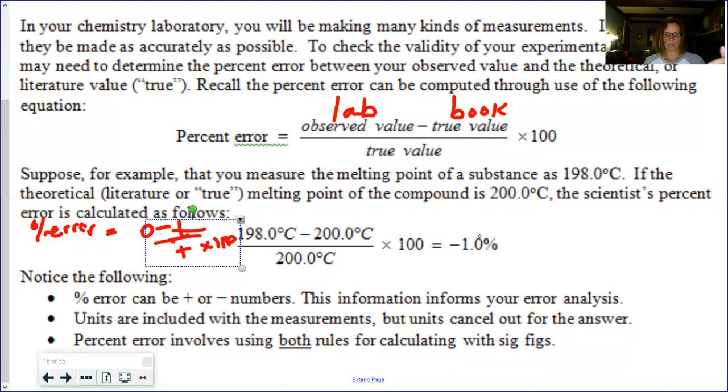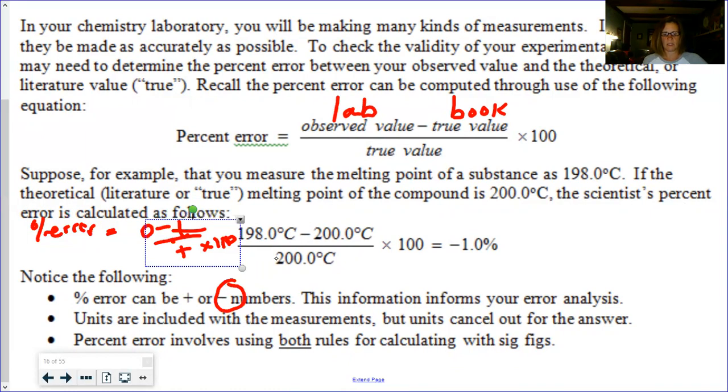I will talk to you about the process that we go through to get to that number in just a minute. But I want you to notice the following things. Percent error can be a negative number. Do you see that I am not asking you to take the absolute value of your answer? I want you to keep the negative number there. What does the negative number tell us? It means our answer was too low. What would a positive number tell us? That our answer is too high. So that's what it means that this informs your error analysis.